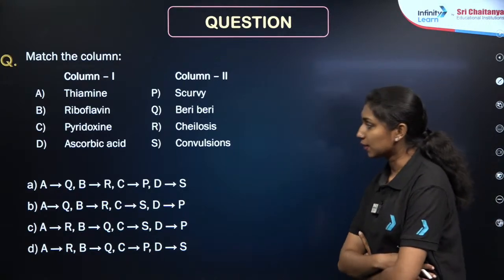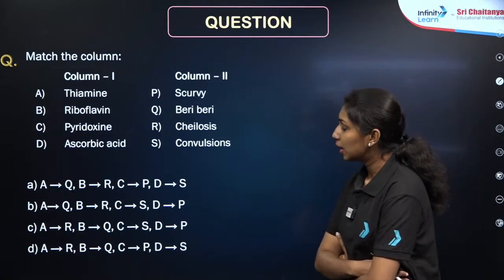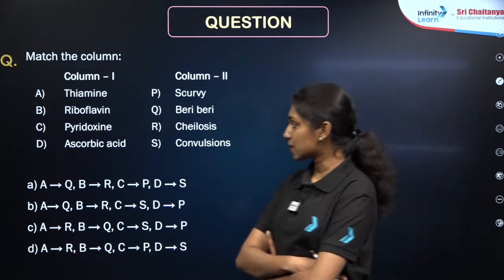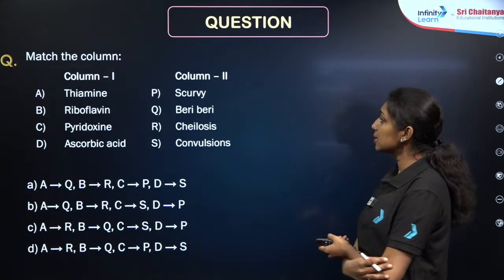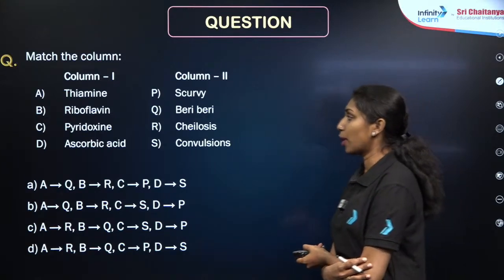Four different vitamins are given here. First one is thiamine, then next one riboflavin, pyridoxine and ascorbic acid. Then their deficiency diseases are given here. You have to match the following.